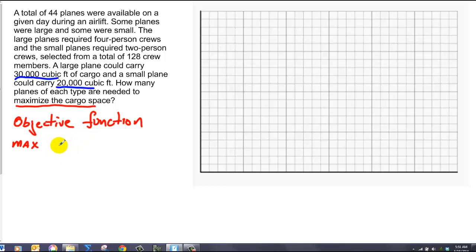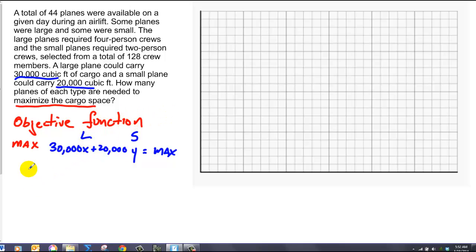So let's go, large is X, so 30,000 X plus 20,000 Y is equal to my max. Now I know the X values are my large planes, the Y values are my small planes.